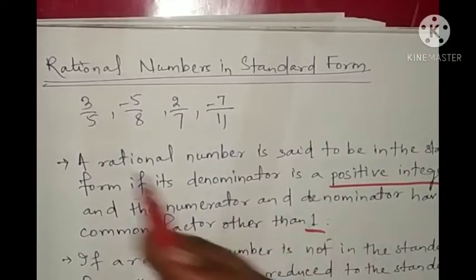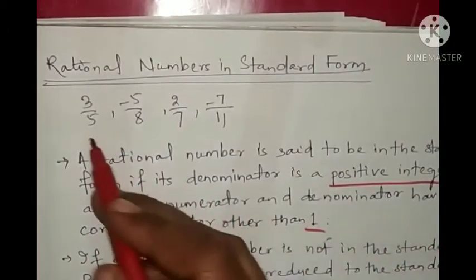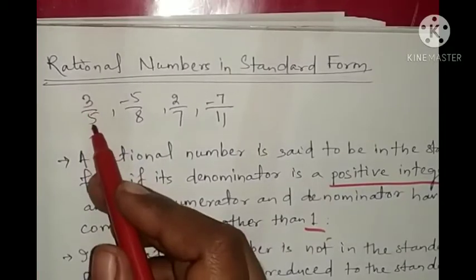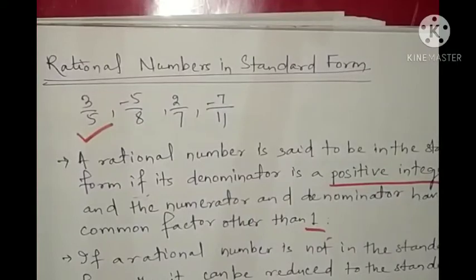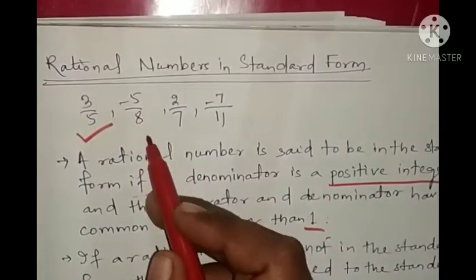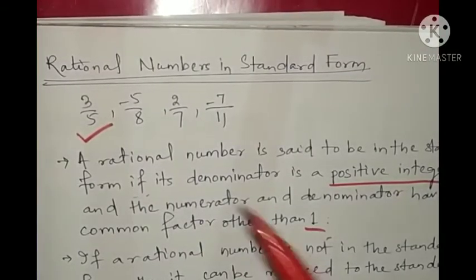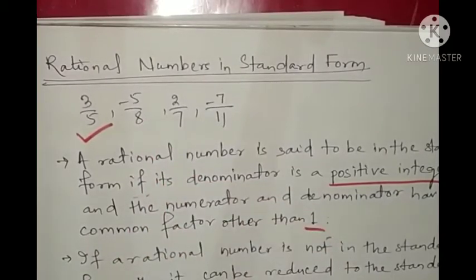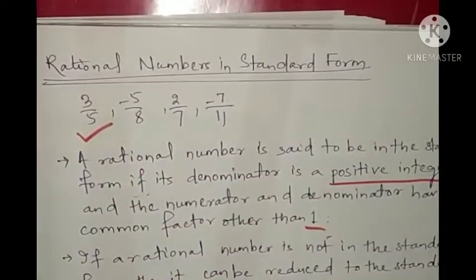So let's look at 3 by 5. Here the denominator is positive, okay, and the common factor of 3 and 5 is 1. That's why this rational number is in standard form. Minus 5 by 8, look, 8 is the denominator which is a positive integer, and the common factor between minus 5 and 8 is 1. That's why this is in standard form.